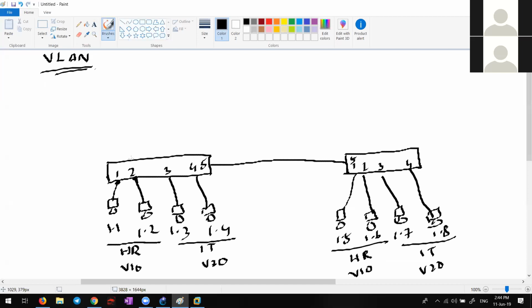So tell me guys, can I communicate? Here also I have configured VLAN 10 and VLAN 20. And then in the second switch, I've also put the interfaces into the respective VLANs. After that, can I communicate from VLAN 10, that is, in short, can I communicate from 1.1 to 1.5? Is it possible? Yes. Can I communicate from 1.3 to 1.7? Yes. No.